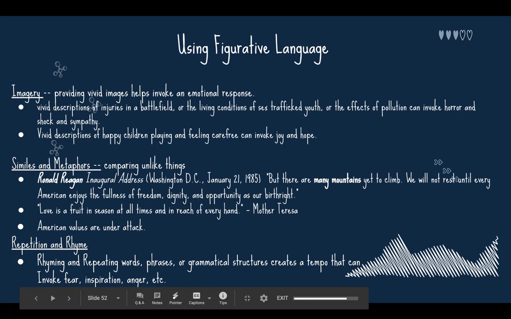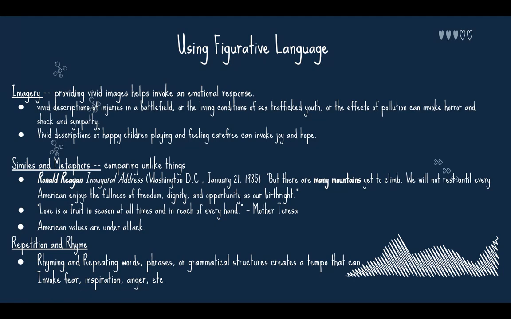Her metaphor, "Love is a fruit in season at all times and in the reach of every hand." She's comparing love to a fruit here in order to inspire people to be more generous with their love and to remind them that it is readily available. And then finally, this is something that's seen a lot, this idea that American values are under attack. That's using the metaphor of war to describe opposition to more contemporary or traditional values. So that's similes and metaphors.